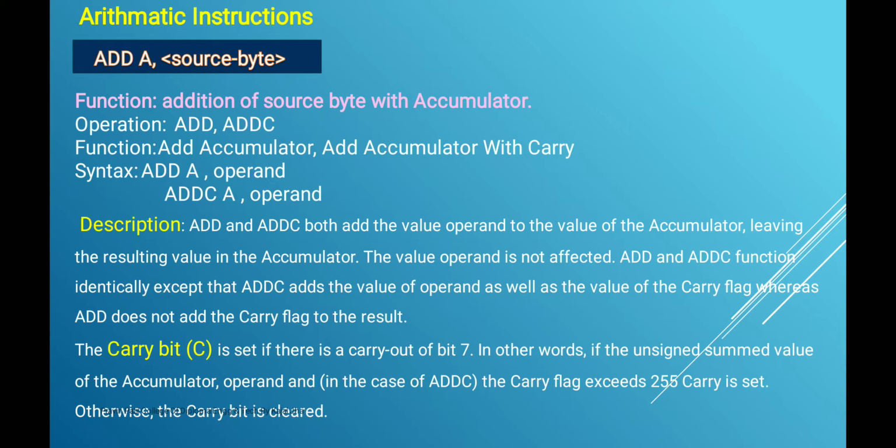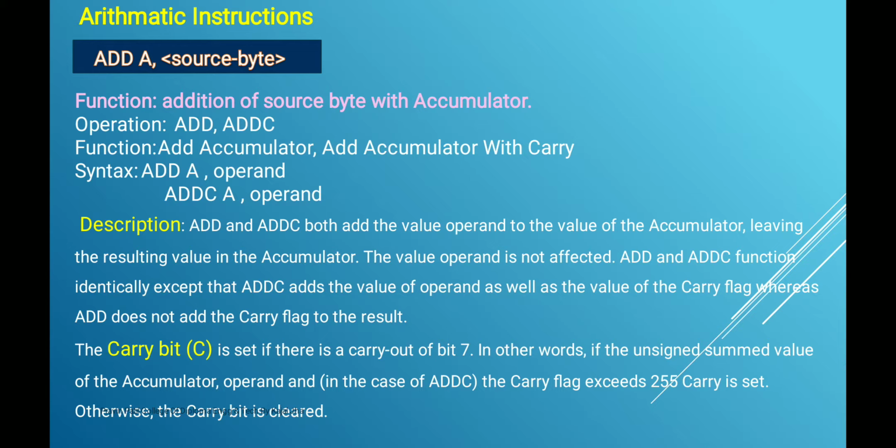comma operand. In the description, ADD and ADDC both add the value of the operand to the value of the accumulator, leaving the resulting value in the accumulator. The value of the operand is not affected. ADD and ADDC function identically, except that ADDC adds the value of the operand as well as the value of the carry flag, whereas ADD does not add the carry flag to the result because it is a normal operation. So it does not add any carry flag to the result.